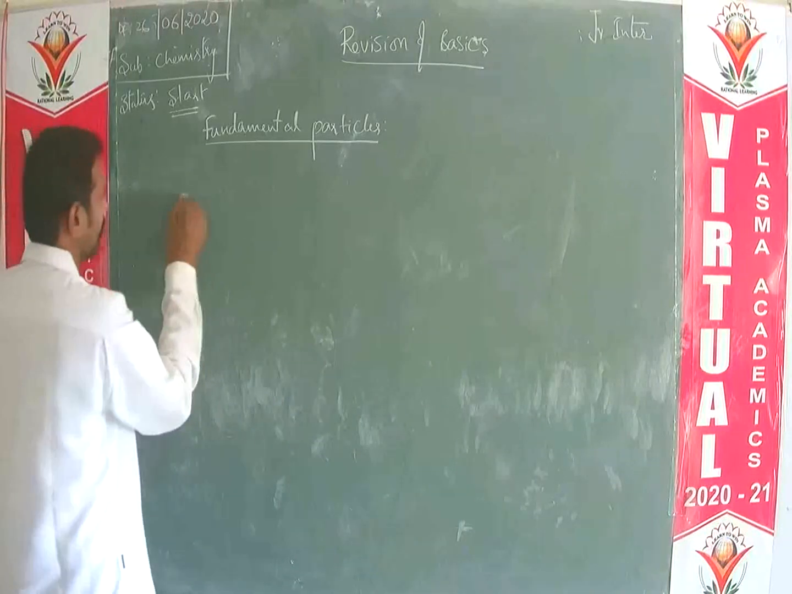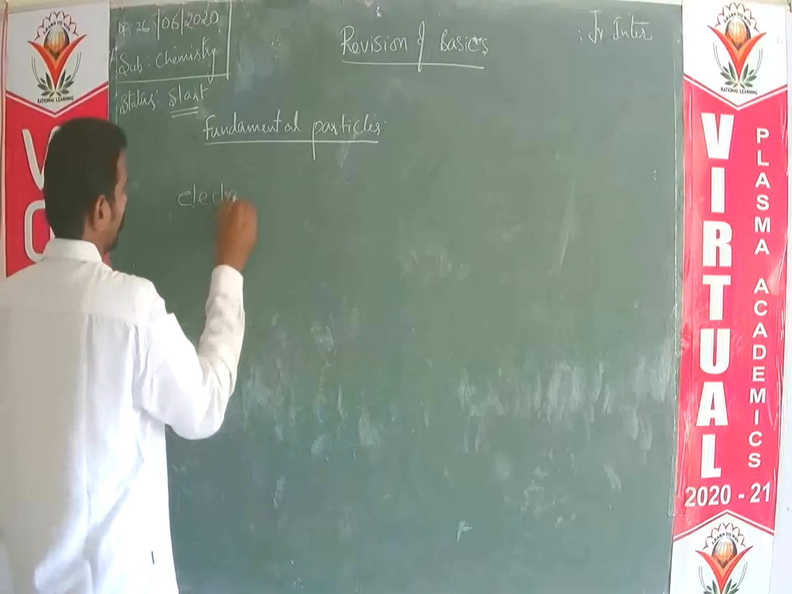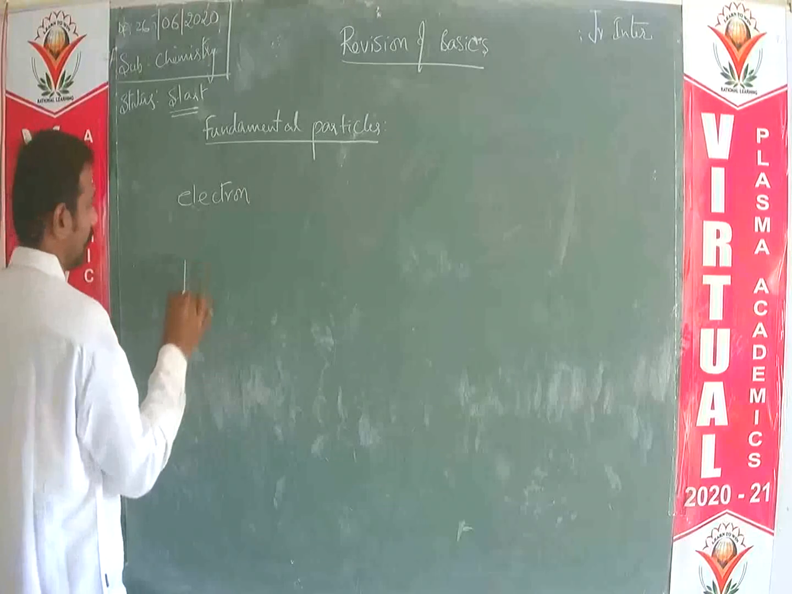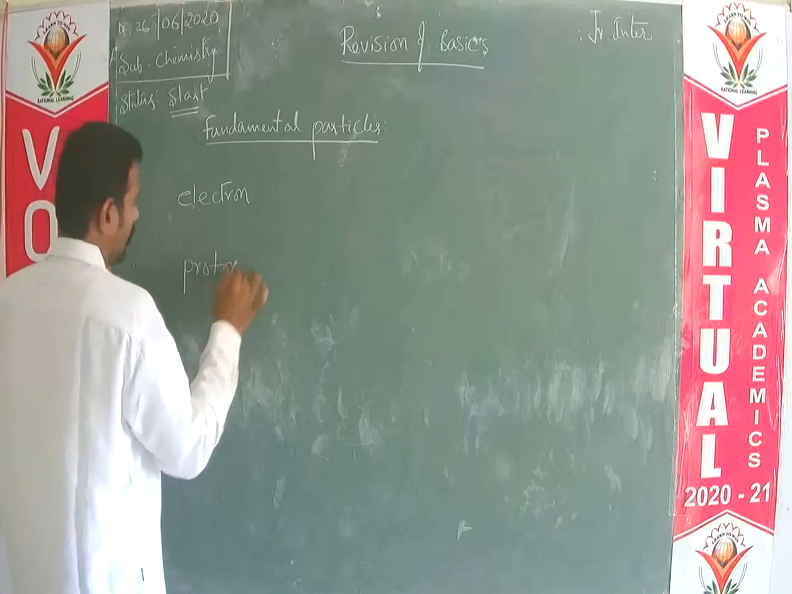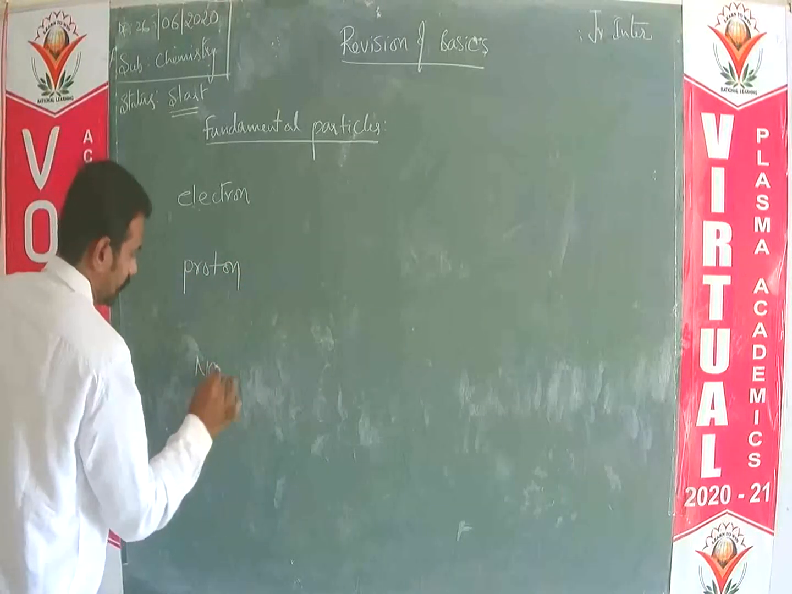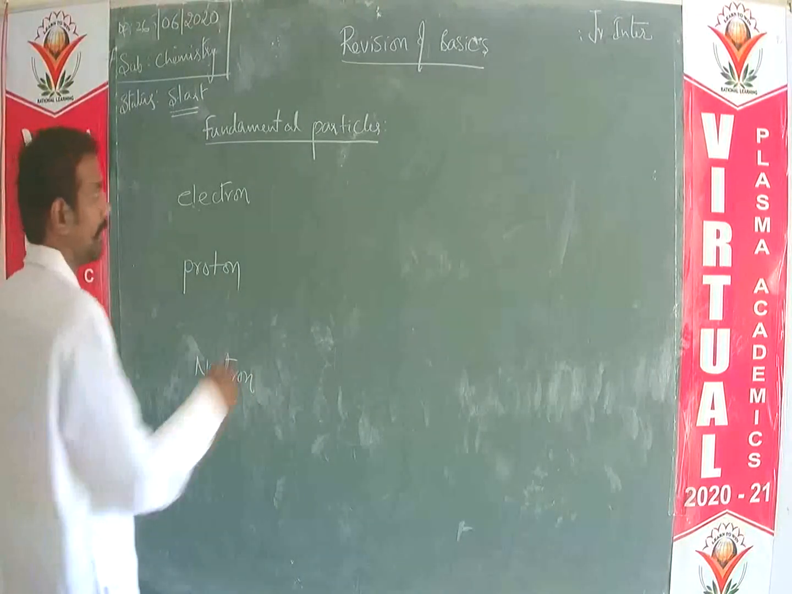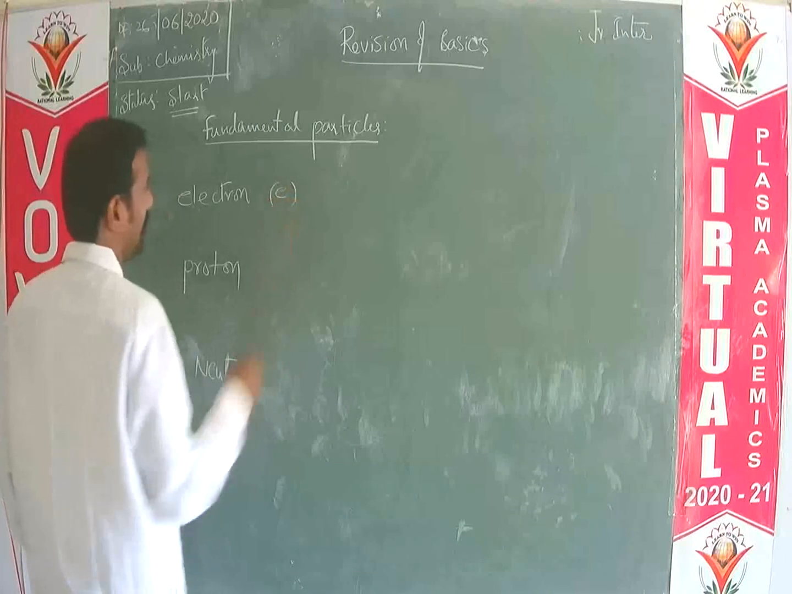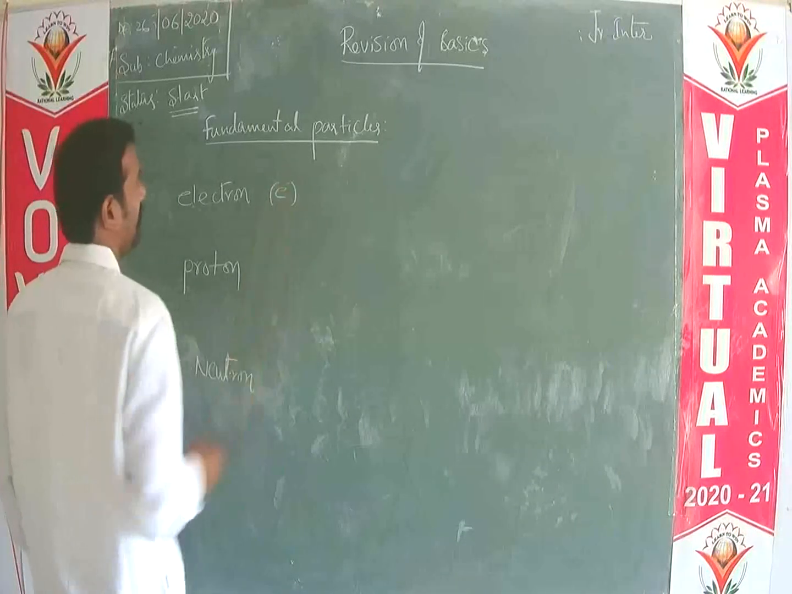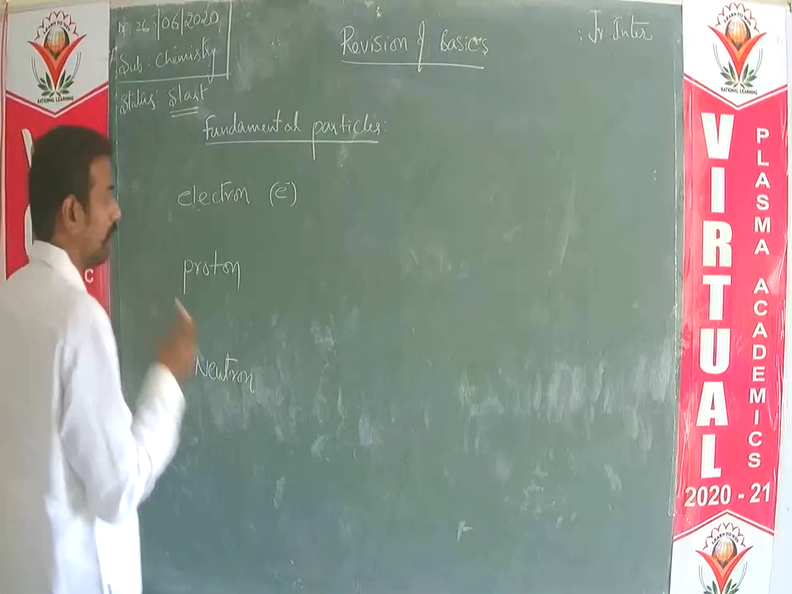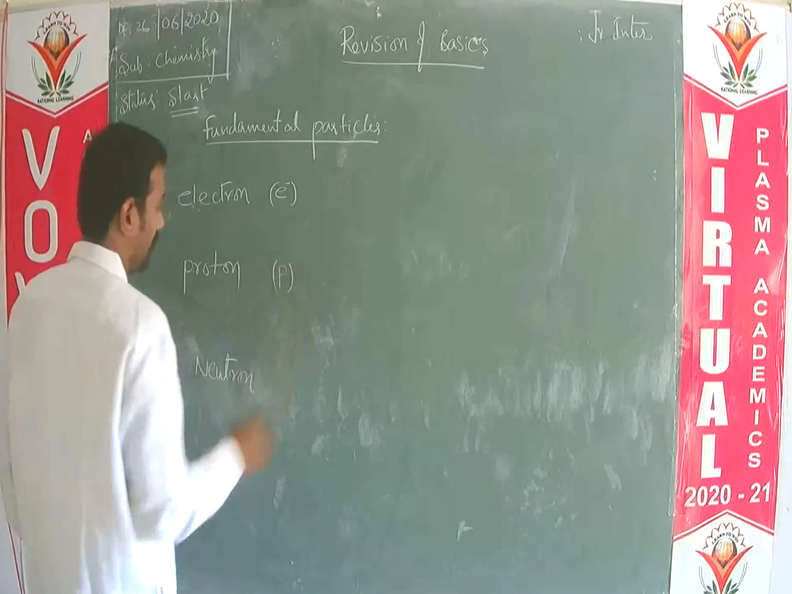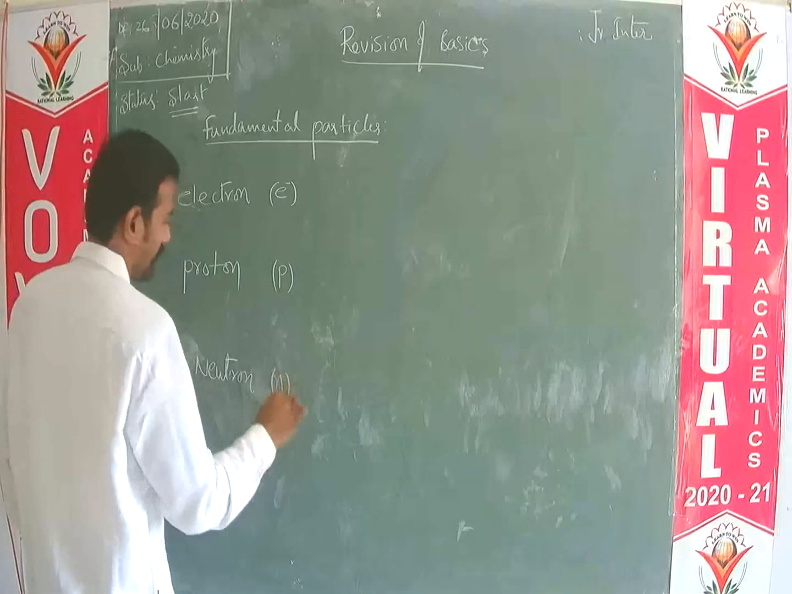One is electron, second one is proton, third one is neutron. Electron is represented by the symbol E, in some cases E minus. Proton is represented by P and neutron as N.